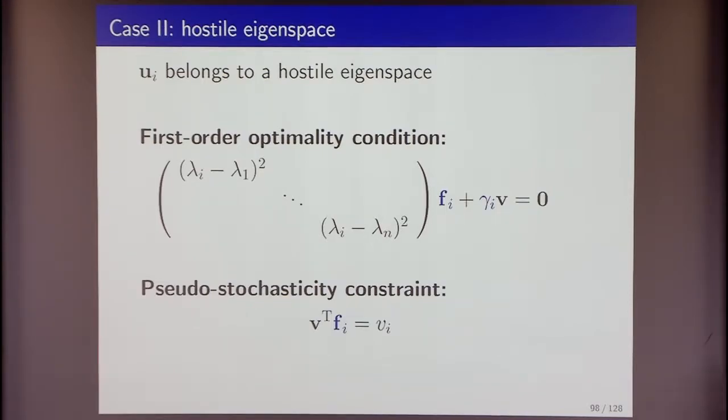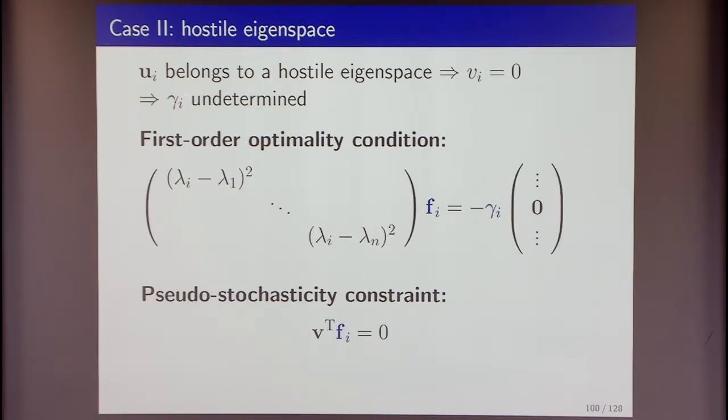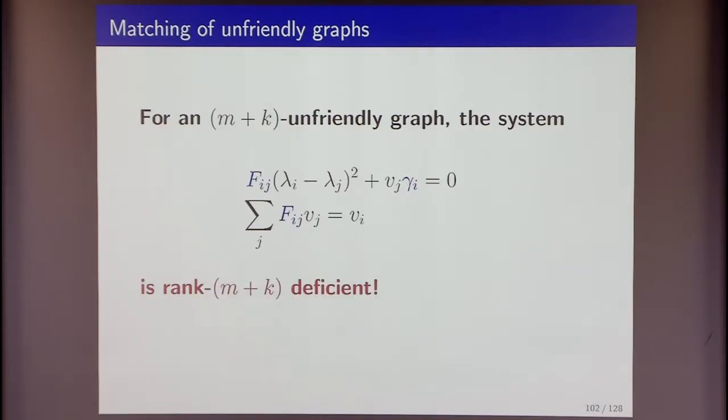Now, in case of hostile eigenspaces, I will have v_i equals 0. This means that I cannot determine gamma_i, so it will remain as a degree of freedom. So I have n plus 1 degrees of freedom, and the same situation in this matrix, which means that I'm m_i plus 1 rank deficient. If I now sum all these contributions, remember I have n such systems, so basically this system of equations that tells me what the solution has to satisfy is rank m plus k deficient.